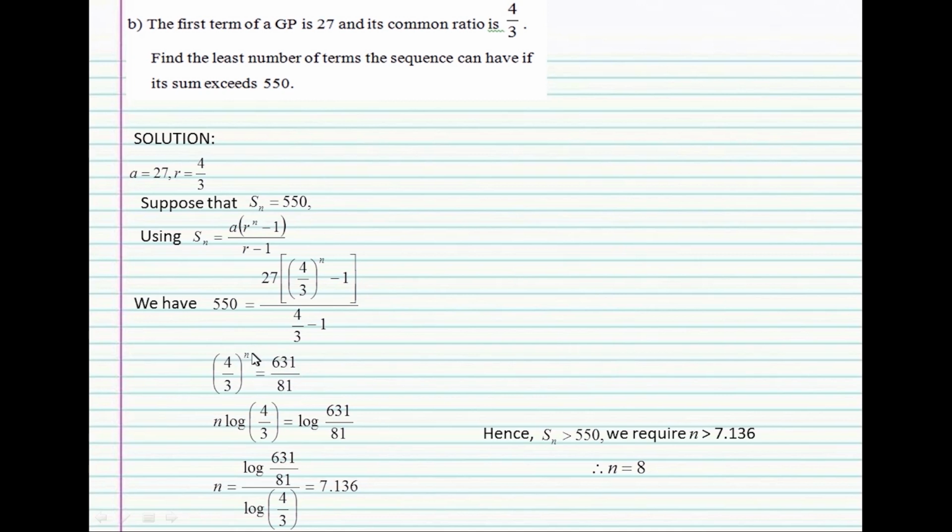Since n is the power of the index, we have to take log of both sides. By taking log both sides, we get n times log 4/3 equals log 631 over 81. And then the last step of simplifying: n equals log 631 over 81 divided by log 4/3. We get 7.136. Hence, Sn, the sum of the first n terms, must be greater than 550. Therefore, we require n greater than 7.136. Since n must always be a positive integer, we conclude that n equals 8.